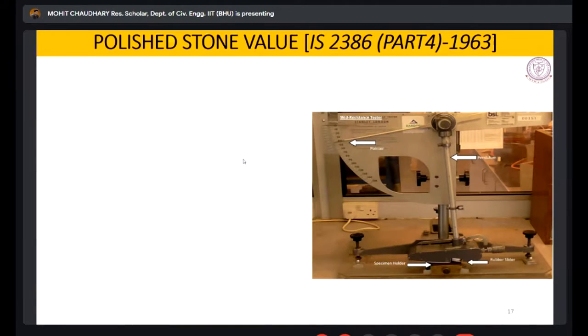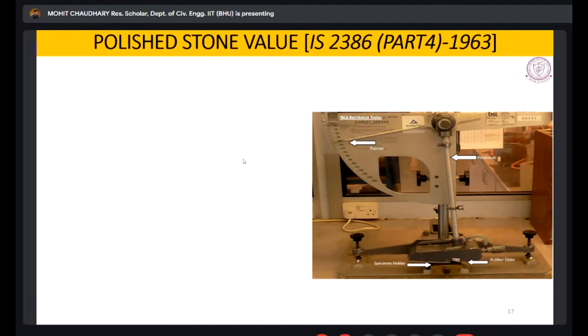So let's move to the next test, which is the polished stone value test. As the name suggests, it basically checks the resistance of the aggregate to polishing action. Suppose with the onset of time, traffic passes through the pavement, so the aggregates on the wearing course get polished, or we can say their surfaces become more smooth, due to which this will create a slippery condition, and this condition gets even worse with the rain. So there might be a possibility of some accident, and it may create an extremely dangerous situation.